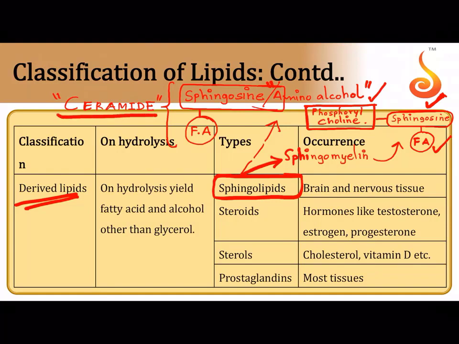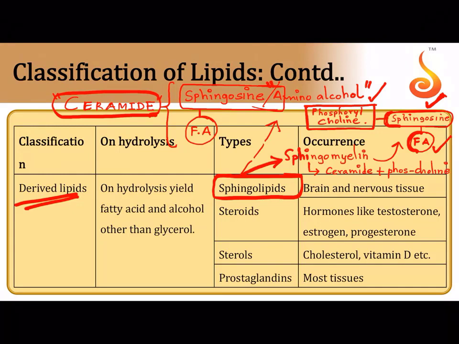That means it has ceramide plus phosphorylcholine. Why am I using the word ceramide? Because the combination of sphingosine and fatty acid is referred to as ceramide. So in other ways, you can also write sphingomyelin is ceramide plus phosphorylcholine.